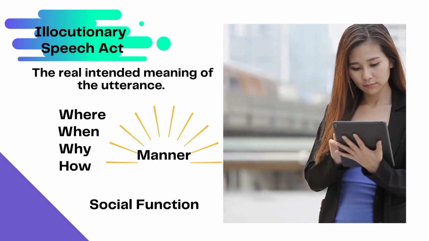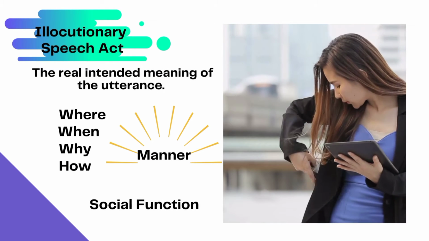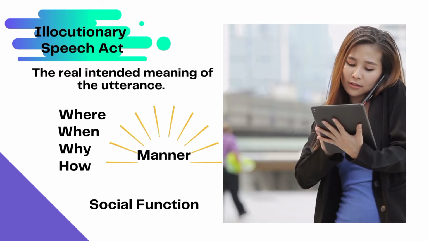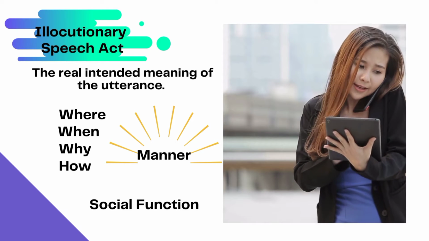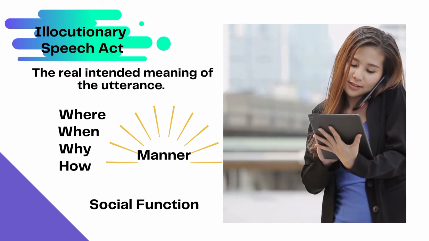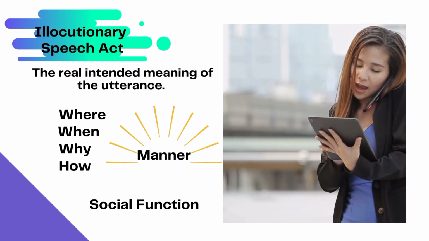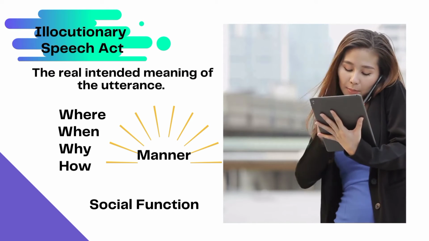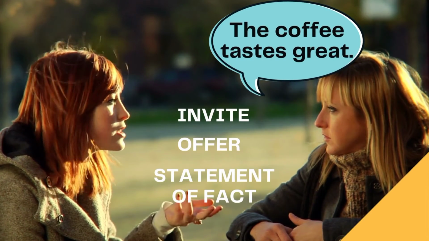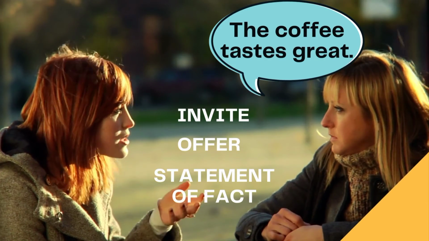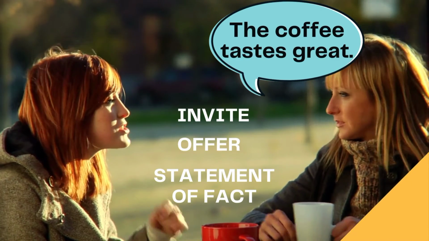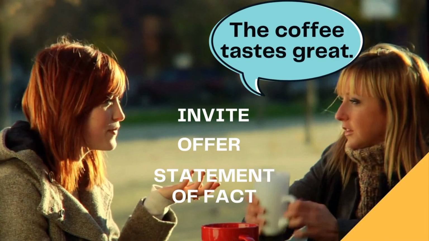Meanwhile, illocutionary speech act refers to the intended meaning of the utterance. The meaning may depend on where, why, when, and how it is said, as well as the manner of the utterance by the speaker and the social function of what is said. So when someone says "the coffee tastes great," this might be an invite, an offer, or simply a statement of a fact.